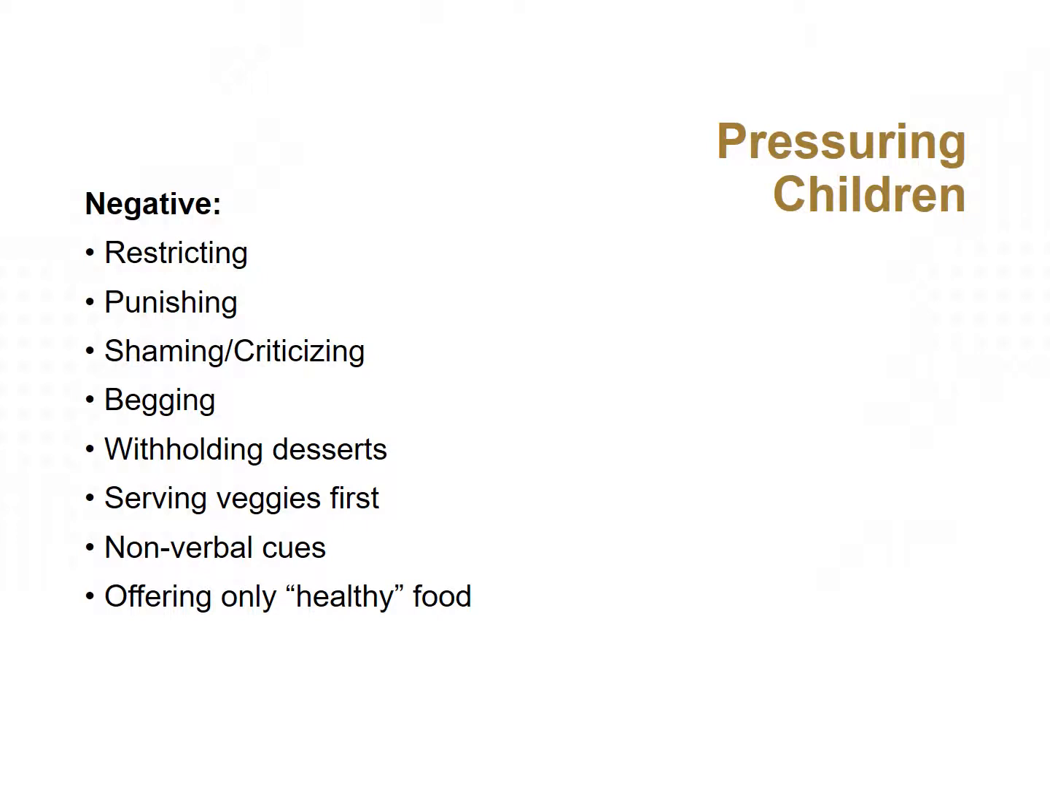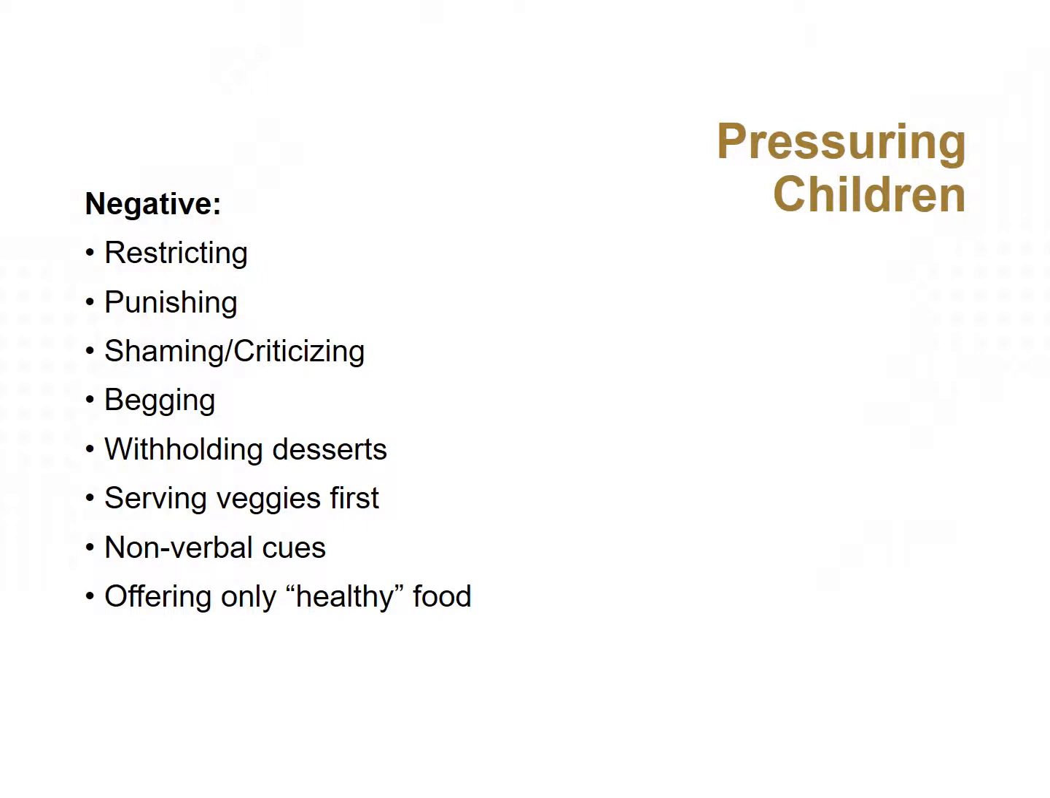There's shaming and criticizing, making fun of one child who doesn't like something on their plate, or a child who might be overweight or obese and is going for seconds, and making comments about how it's making them gain weight. There's begging children to eat something, oftentimes what we call the no-thank-you bite, or trying to plead or bribe them to try certain foods. Withholding dessert is a very common one I mentioned earlier: if they don't eat certain foods on their plate, then they don't get to have dessert after that meal.